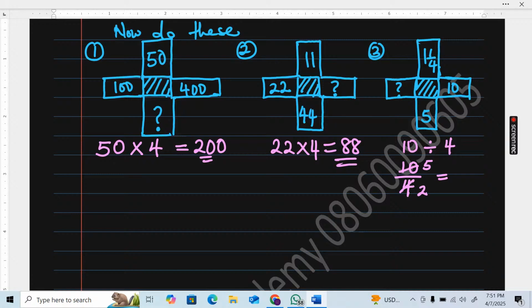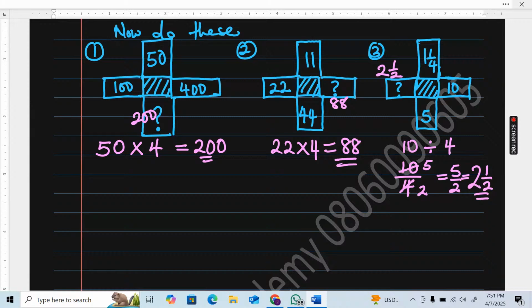So we change 5 over 2 to improper fraction. It's already an improper fraction, so we change it to mixed number. 5 divided by 2, that will be 2 whole number, 1 over 2. So the answer to number 3 is 2 whole number, 1 over 2. The answer to number 2 is 88. And the answer to number 1 is 200.